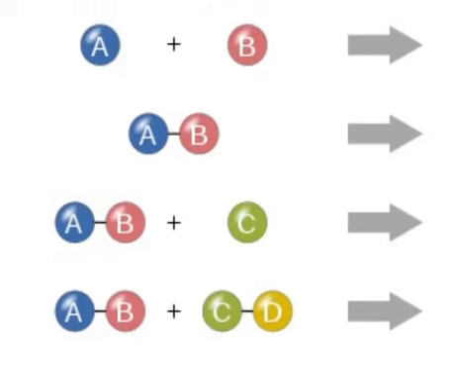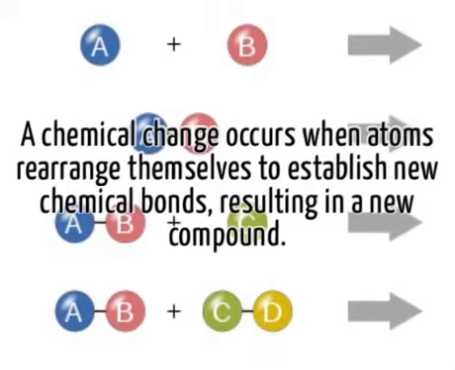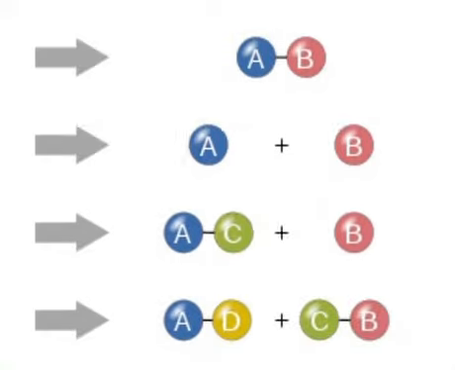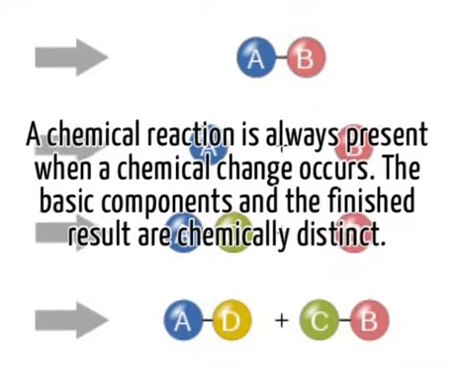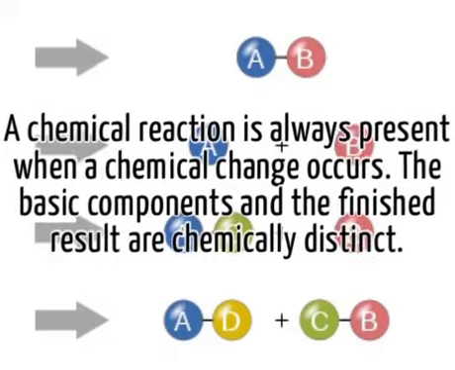not its chemical identity. A chemical change occurs when atoms rearrange themselves to establish new chemical bonds, resulting in a new compound. A chemical reaction is always present when a chemical change occurs. The basic components and the finished result are chemically distinct.